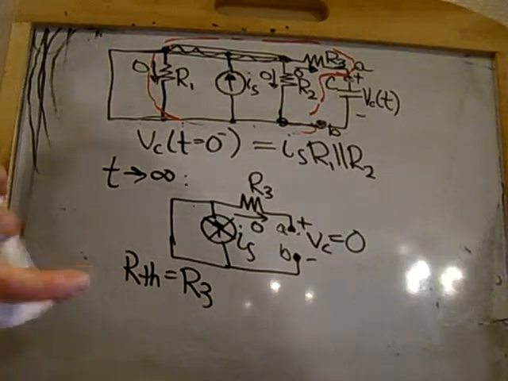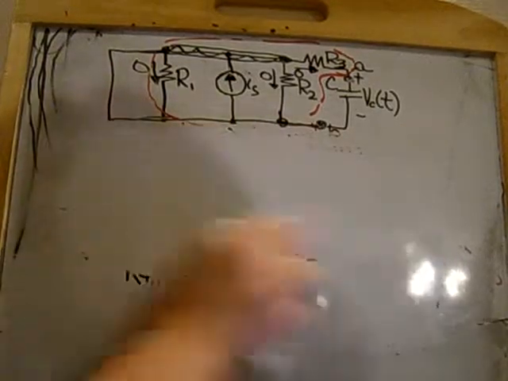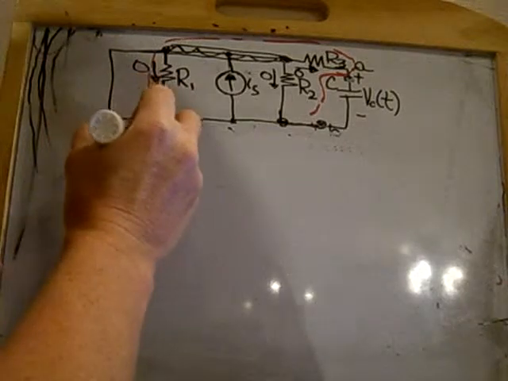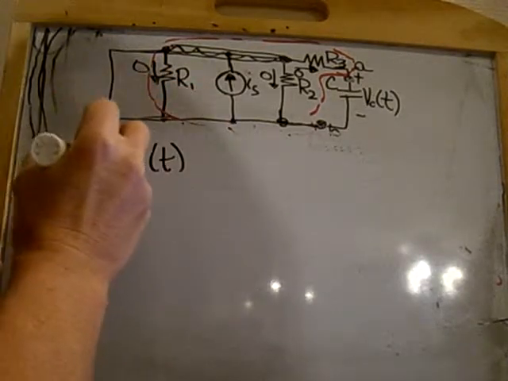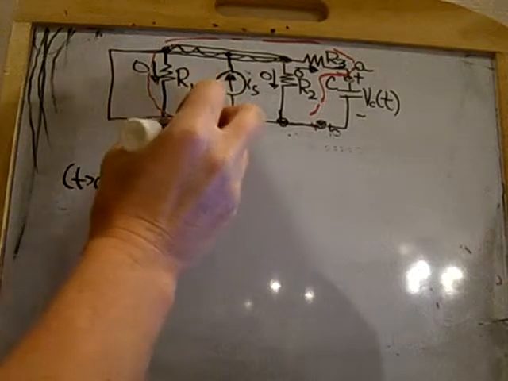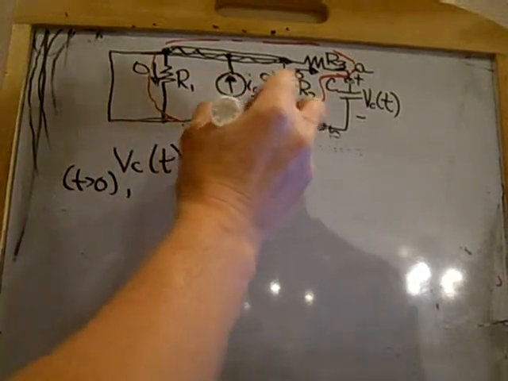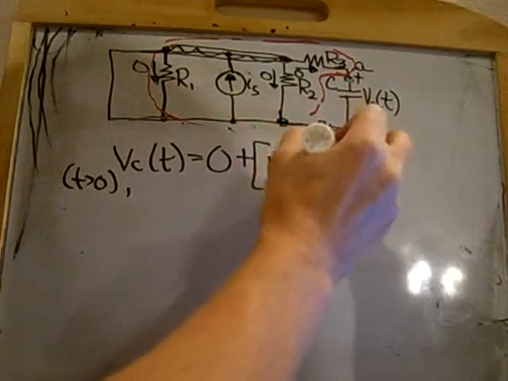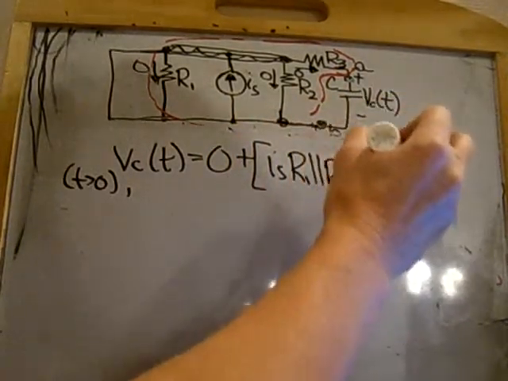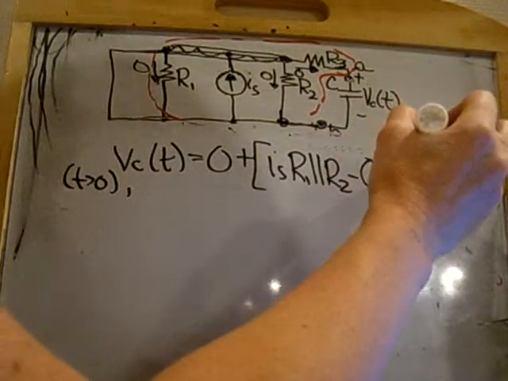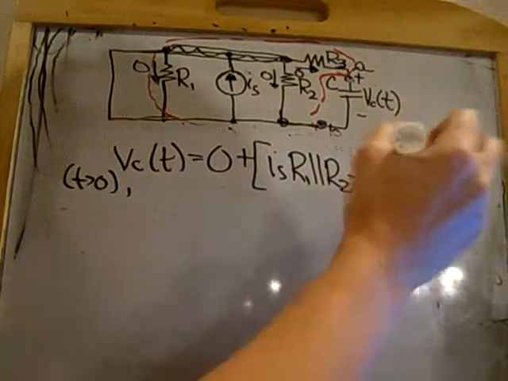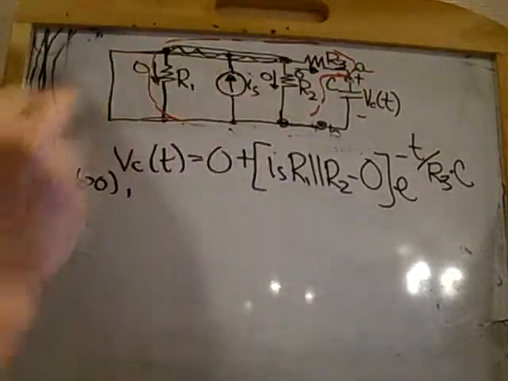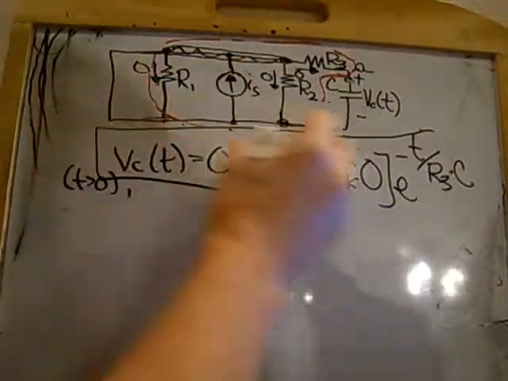So the final equations, writing out VC of t, again t greater than 0, is equal to the final value, which was 0, plus the initial, which was IS R1 in parallel with R2, minus the final, which is 0, e to the minus t over tau, where tau was RTH times C. So this is our final equation for the capacitor.